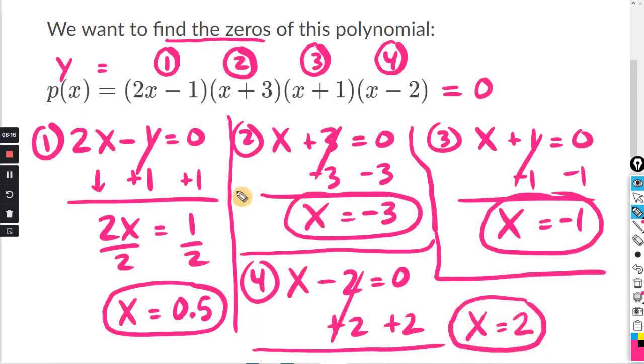All right, do you have to do all this? No, you can do some of these in your head. I know if I plug in negative 3 right here, I'll get negative 3 plus 3 equals 0. Positive 2 right here, 2 minus 2 equals 0. So you don't have to write it out every time.